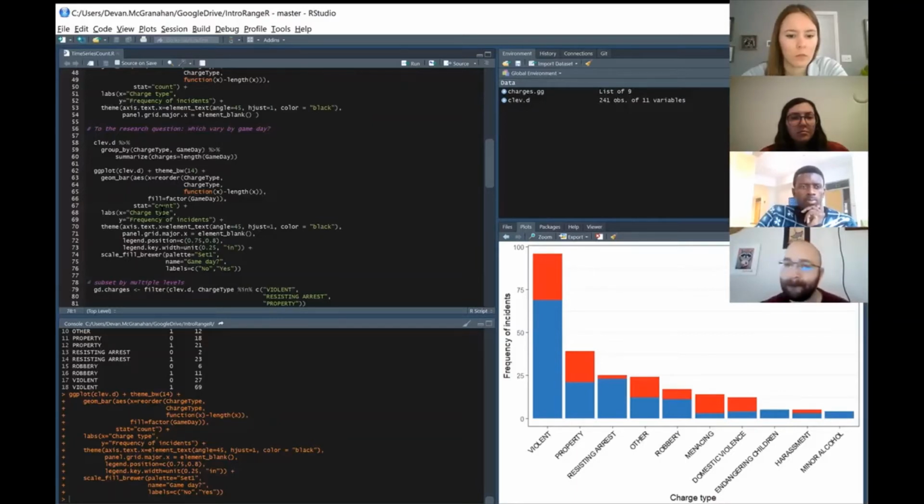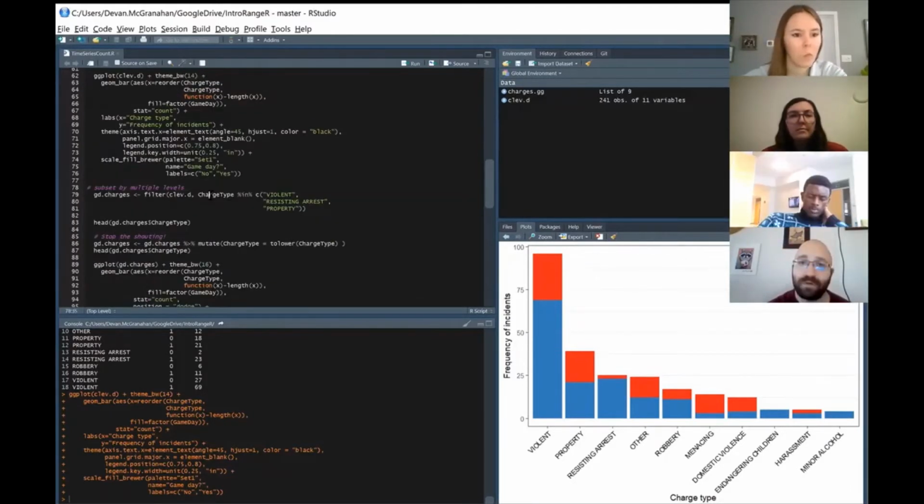And another one that stands out is resisting arrest. Looks like there's only 1, 2. If you look at the data, there are 2 instances of that on days where there wasn't a game, and there are 23 instances of that on days when there is a game.